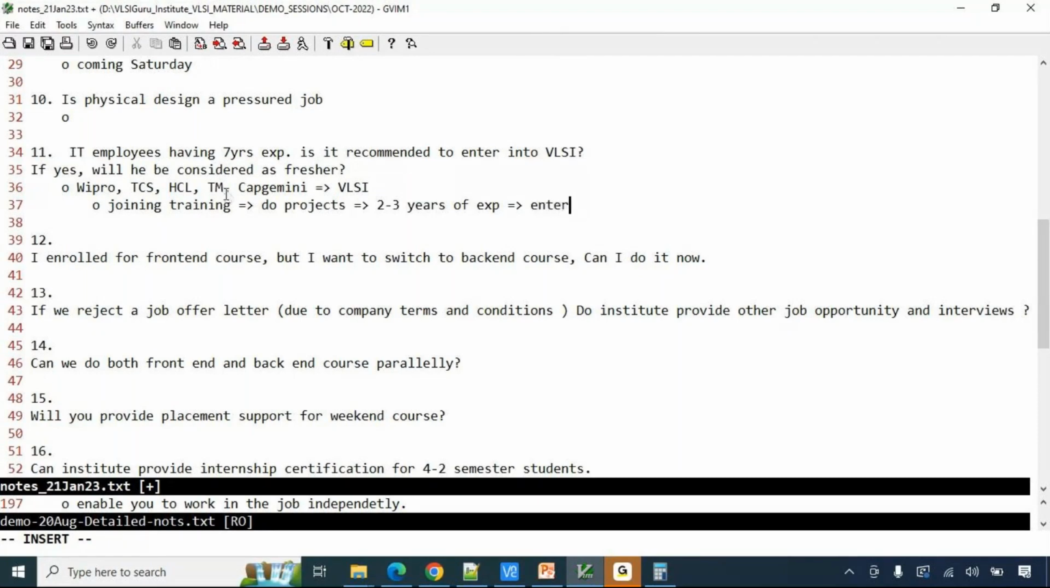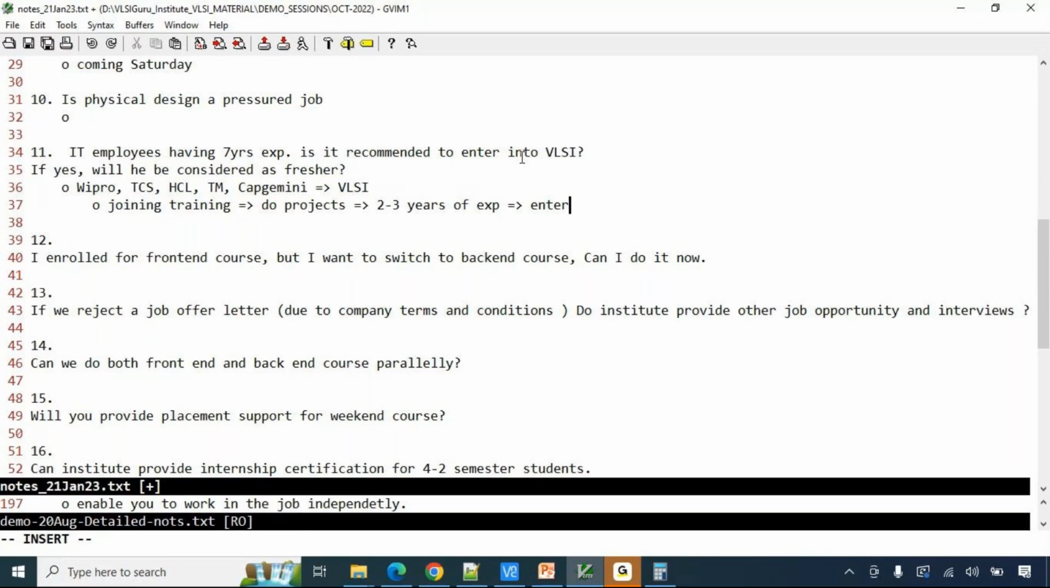You learn the subject, you join the job, you do well in the job, you become an expert, then you can utilize all your 7 years of experience. Because right now you can't immediately join as 7 years in VLSI, right? You can't do 7 years of work with 7 months of training. 7 months of training cannot make you on par with 7 years, but it will make you on par with 2 to 3 years. You join the job, you gain the skill set, then you try as 7 years in VLSI only afterwards. Is it recommended to enter into VLSI?